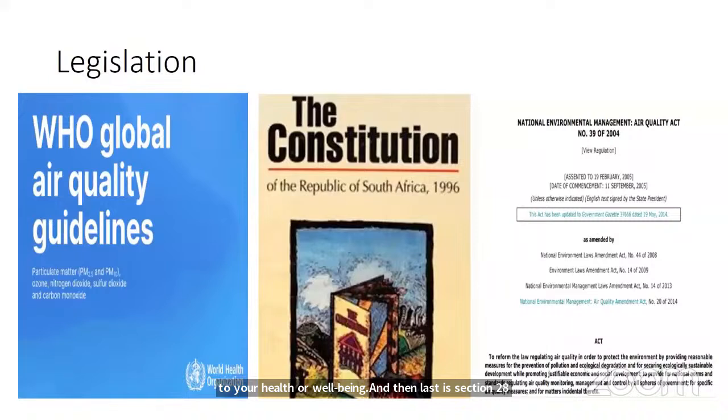Now, I would like to elaborate more on Section 24. Section 24 says everyone has the right to an environment that is not harmful to their health or well-being, and also to have the environment protected for the benefit of present and future generations through reasonable legislative and other measures that prevent pollution and ecological degradation, promote conservation, and secure ecologically sustainable development and the use of natural resources while promoting justifiable economic and social development. We also take into account the WHO Global Air Quality Guidelines.